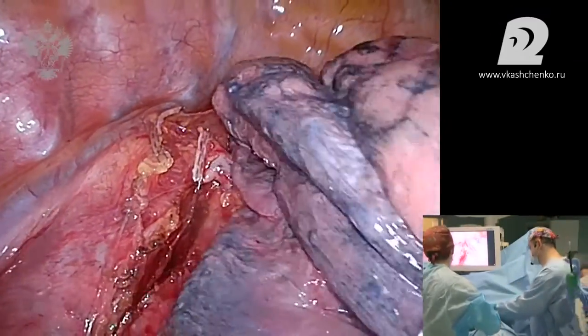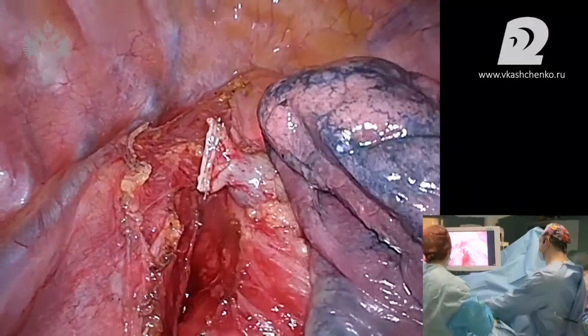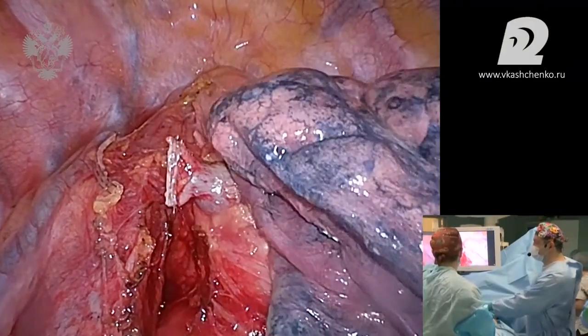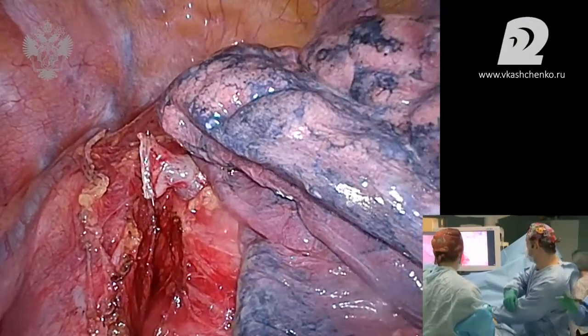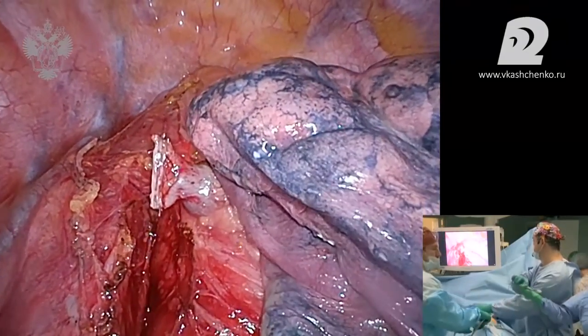Now we have opened the tracheal bifurcation area. It's a question what to do with this end. You can shorten it if you want. Can I have a Tupfer?